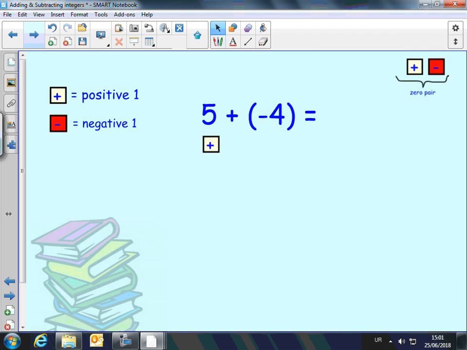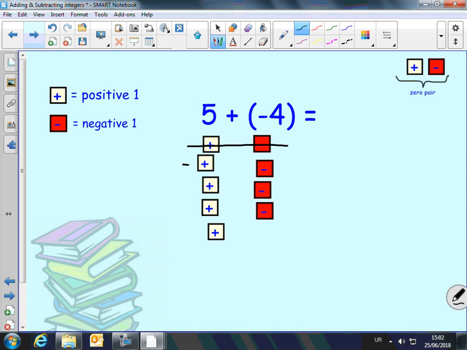Our next question is 5 plus negative 4. So I'm going to show 5 positives to represent the number 5, and then we're going to add on 4 negatives. Now we know 1 positive and 1 negative gives you a 0 pair. There's a 0 pair there, there, there, and there. That's all equal to 0. So what we're left with is 1 positive. So 5 plus negative 4 is equal to 1.